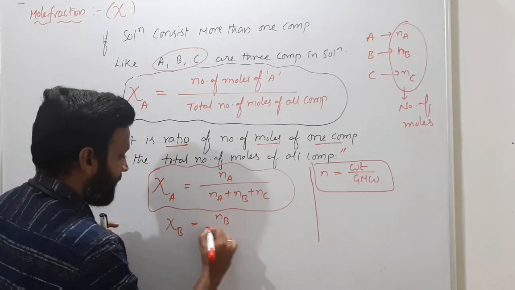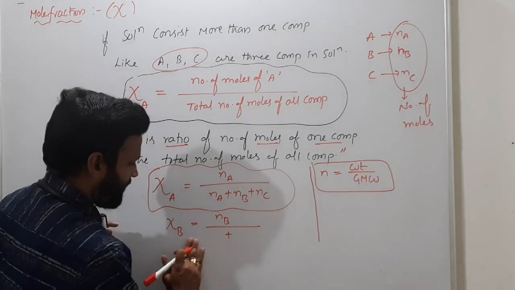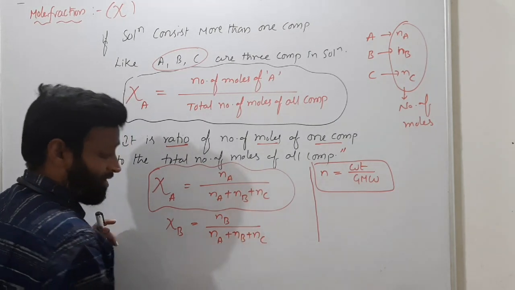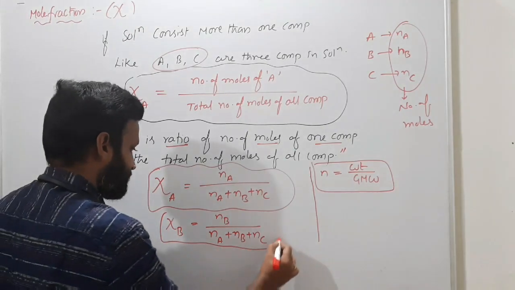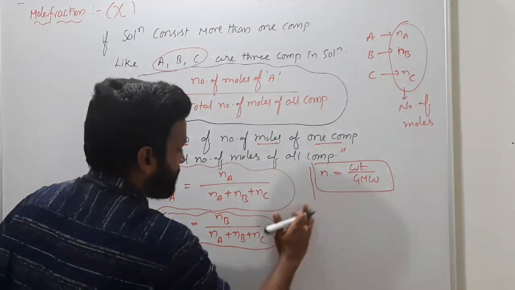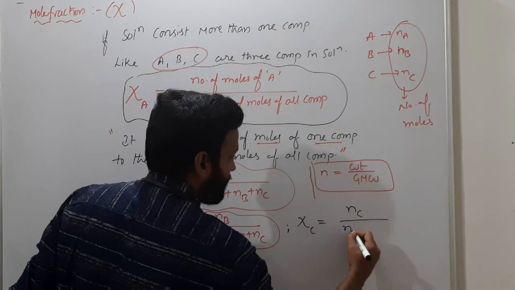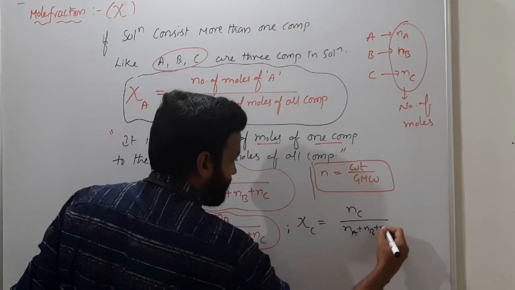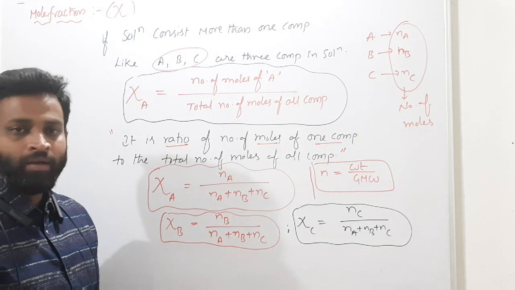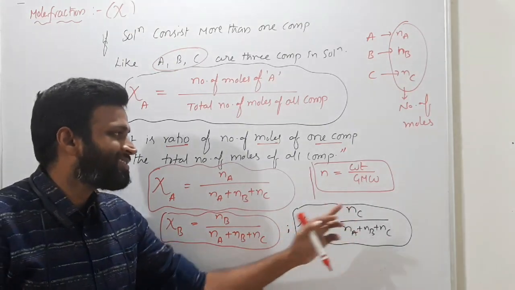So what is the mole fraction of B? Number of moles of B by number of moles of A plus number of moles of B plus number of moles of C. This is the mole fraction of B. In the same manner, the mole fraction of C is number of moles of C by number of moles of A plus number of moles of B plus number of moles of C. Like this you can have. So these are all very important: mole fraction of A, of B, of C.